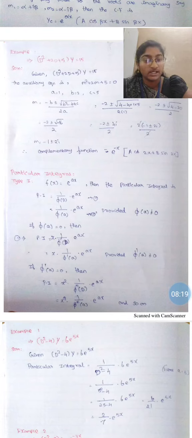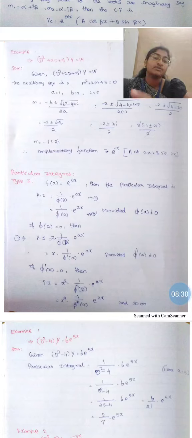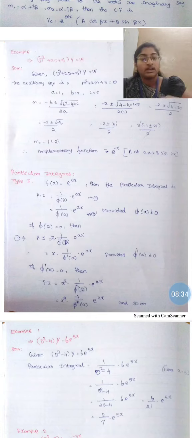Just note this as equation 1. Convert D into a. So it will become 1 divided by phi of a into e power ax, provided phi of a is not equal to 0. So our denominator should not equal 0. If it is, we will stop the process here itself. Suppose our denominator is equal to 0.